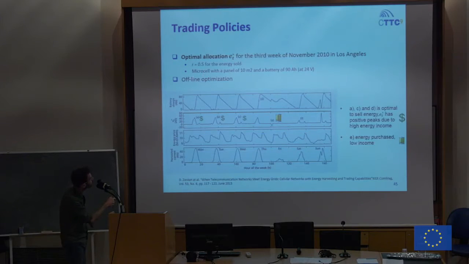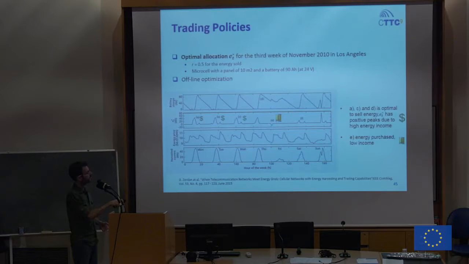This is the case for a microcell. So for example, in cases A, B, and C, we are selling energy to the grid because we know that the harvesting process is good. In these first 3 days of the week, we have a good harvesting process, so we have a good amount of energy to dispose of, and the price at this time of the day is high. So I decide to sell this amount of energy here, here, and here.